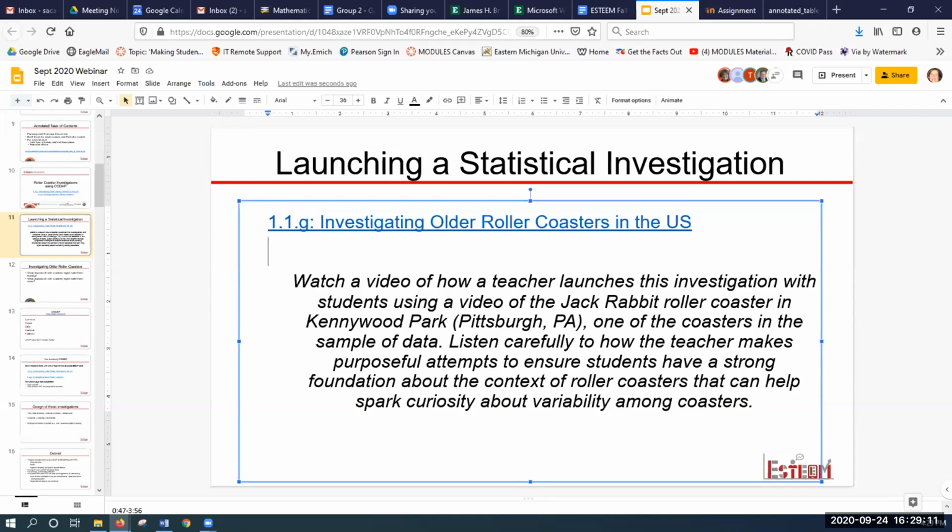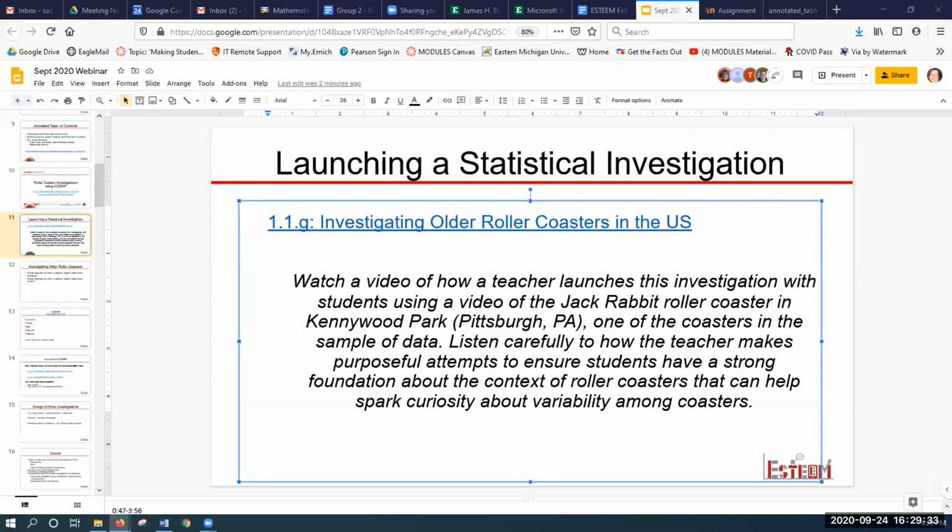And also just help them personally connect to their experiences riding a roller coaster. Like she was talking about, remember that funny feeling in your stomach? Getting them to personally connect. So yeah, we think all of those things are really important in a launch.